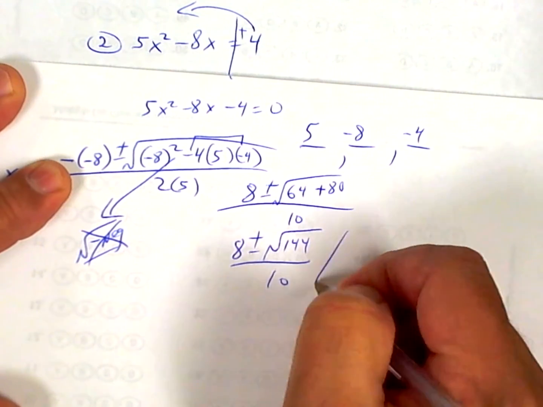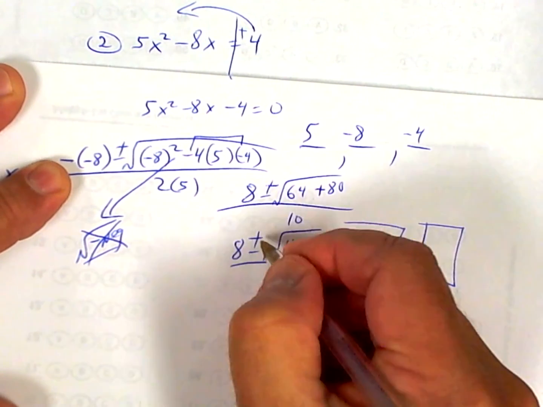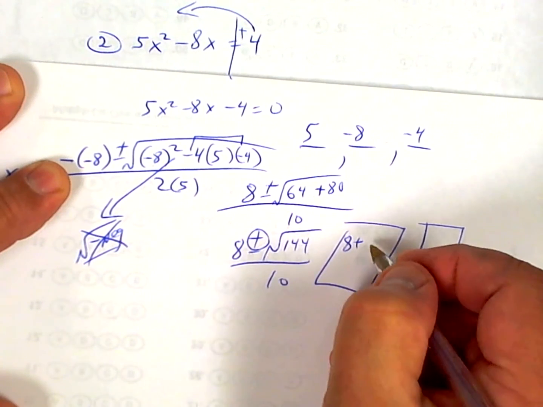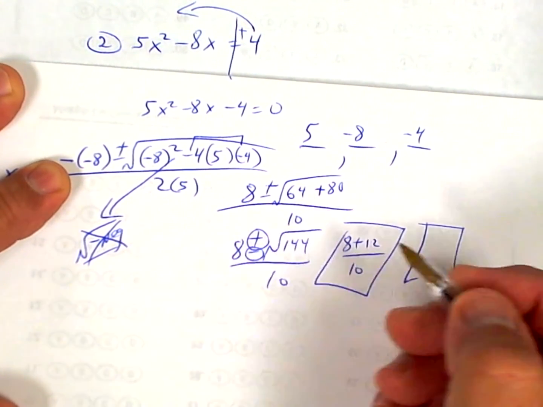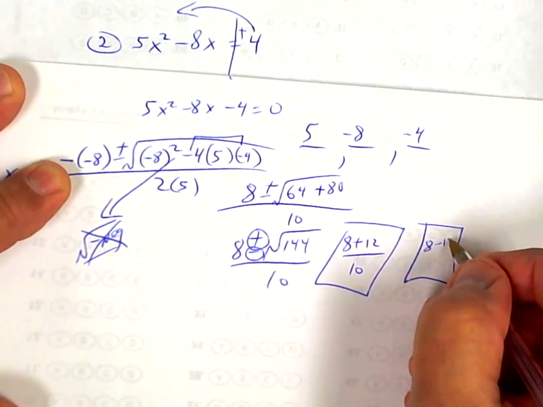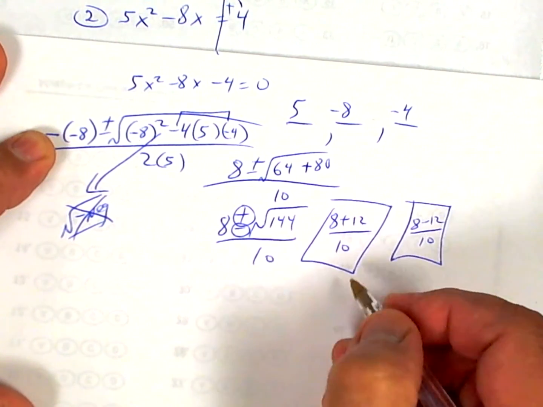So your answers are going to be this. It's going to be 8 plus the square root of 144, which is 12, divided by 10. And then the minus is your other answer. So it's going to be 8 minus 12 divided by 10. So this is going to be 20 divided by 10, which is 2.